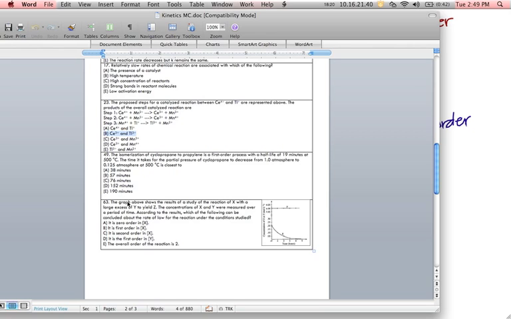Okay, isomerization, love that word, of cyclopropane to propylene is a first order process with a half-life of 19 minutes. The time it takes for the partial pressure to decrease from 1 to 0.125 is closest to. Well, I'm going to go ahead and go off of this. Let me just copy this.